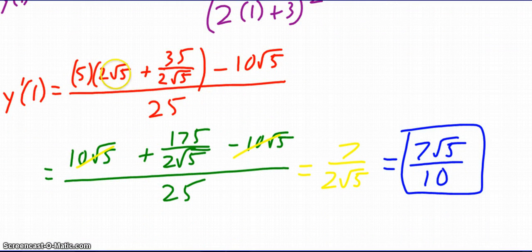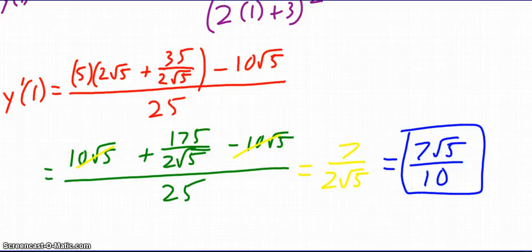Distribute the 5 here. 5 times 2√5 is 10√5. That 10√5 and this negative 10√5 will cancel. 5 times 35 is 175, over 2√5, multiply by 1 over 25, and I end up with 7 over 2√5. I rationalize and I get 7√5 over 10.